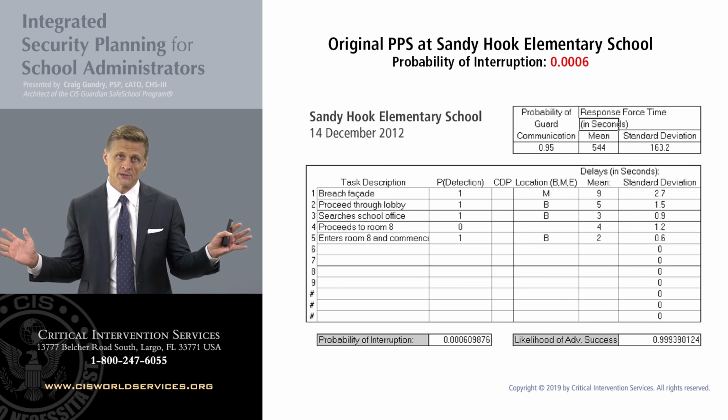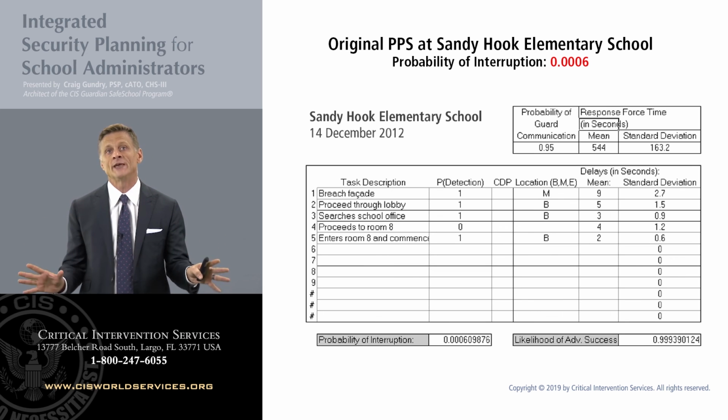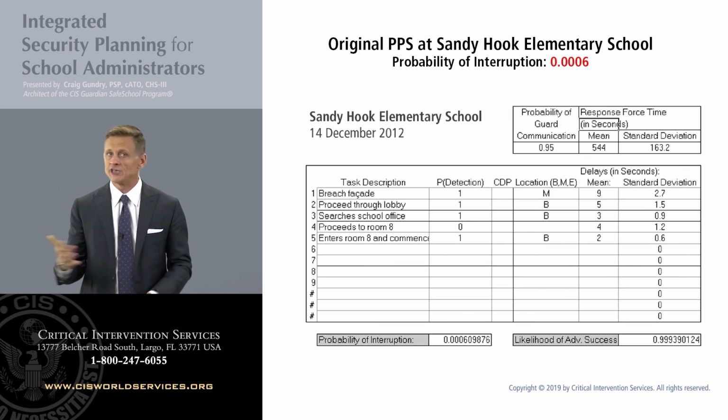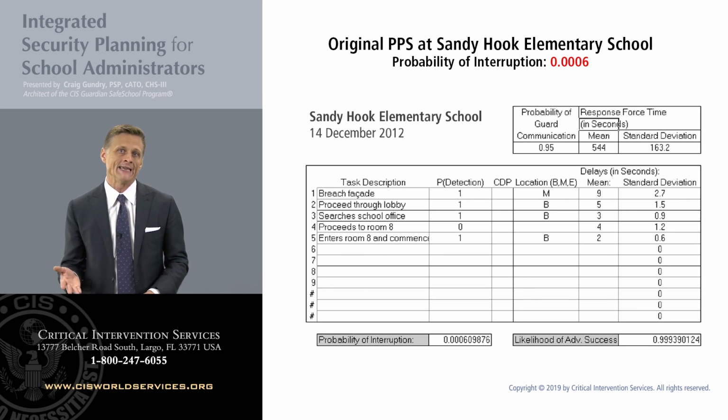The probability of interruption is very, very, very low. There's almost no way that the situation at Sandy Hook, as designed and the way it performed, could have resulted in anything other than tragedy. So what could we do in order to mitigate this?